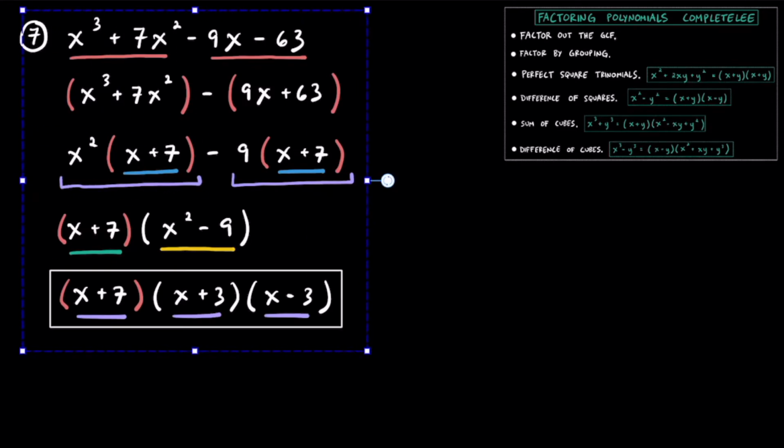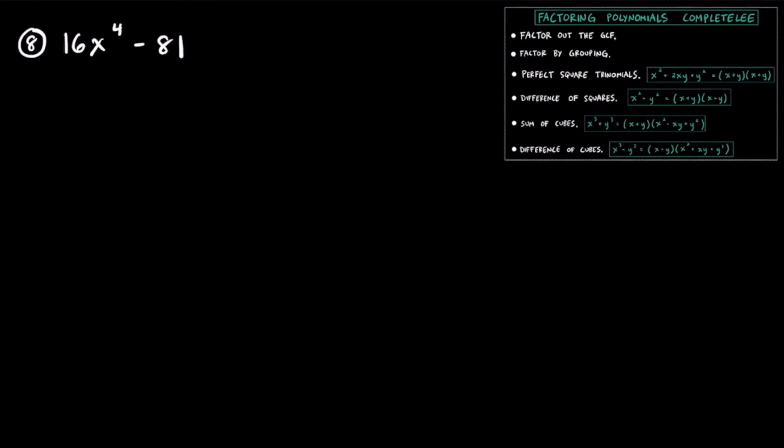Let's try some more different examples now. For example 8, let's try factoring this 16x to the 4th power minus 81. So right away, notice these values are pretty specific, right? 16 is a perfect square, the exponent of 4 is even, and 81 is a perfect square.